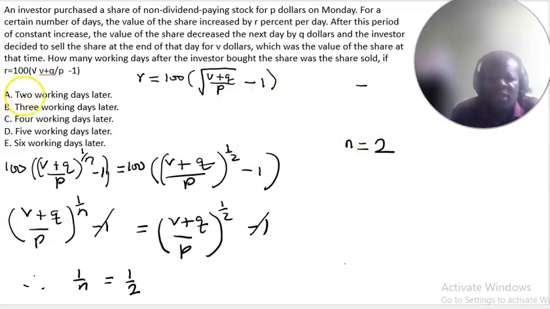Now remember, if you look at the options, you see that you have 2 as one of the options. That is a trap answer. So remember, the question is asking us, how many working days after the investor bought the share was the share sold? So remember, the share was sold at V dollars, which is n plus 1 days. It increased by R percent for n days, and then decreased by Q dollars the next day. So n plus 1. So A is our trap answer. So the actual answer will now be 2 plus 1, which equals 3 working days. So that makes B the answer.